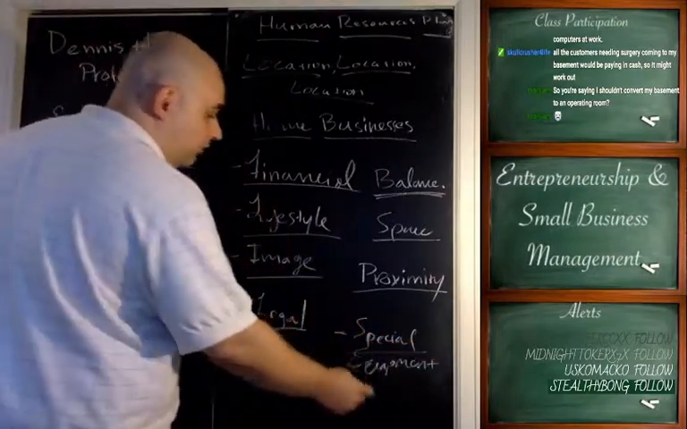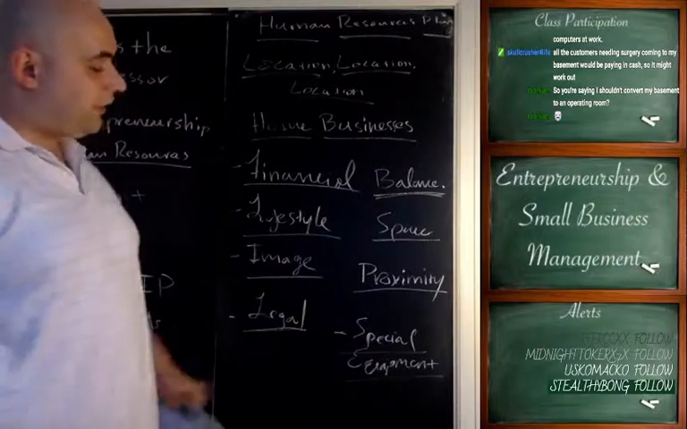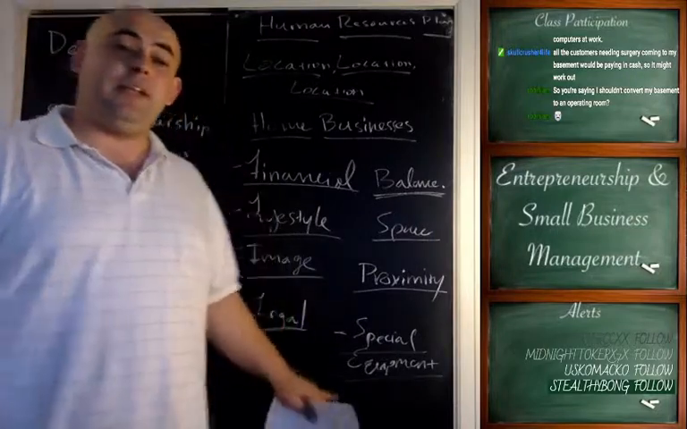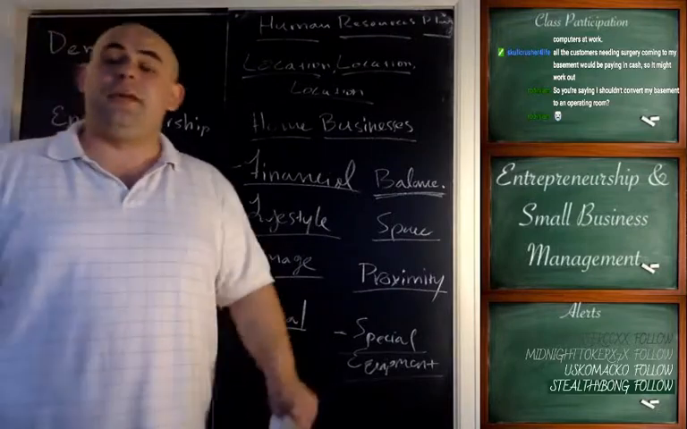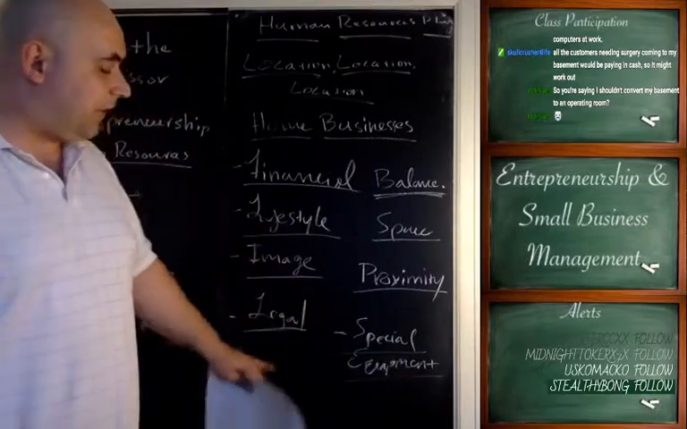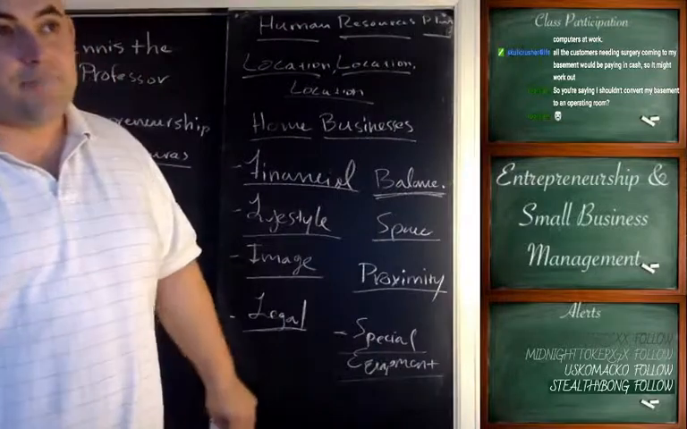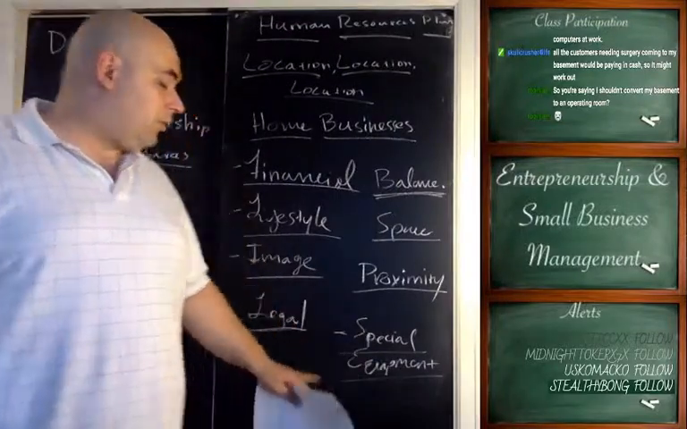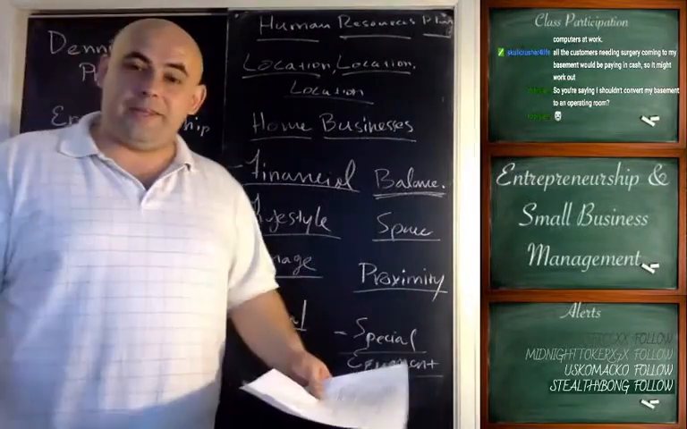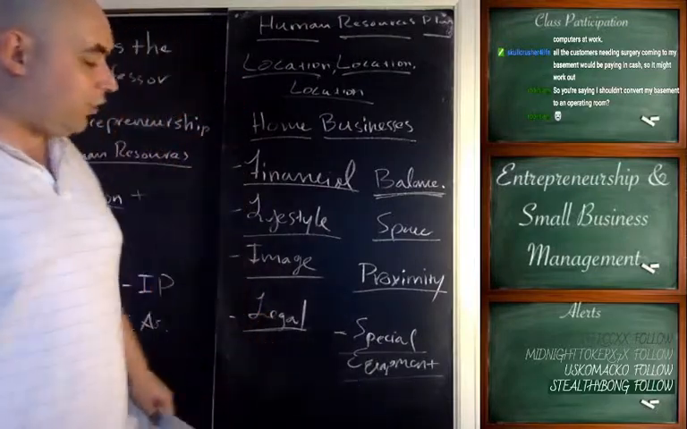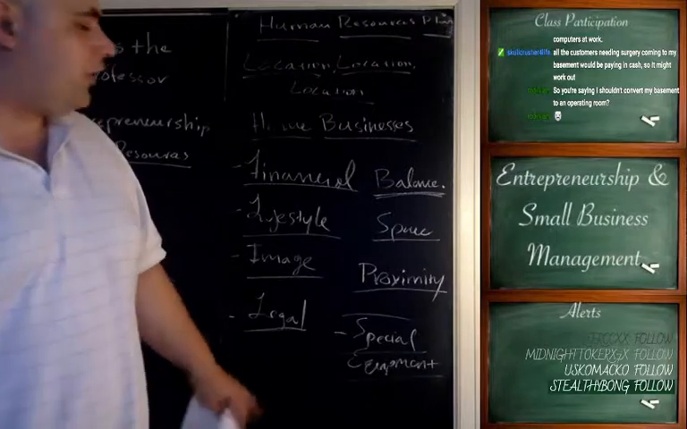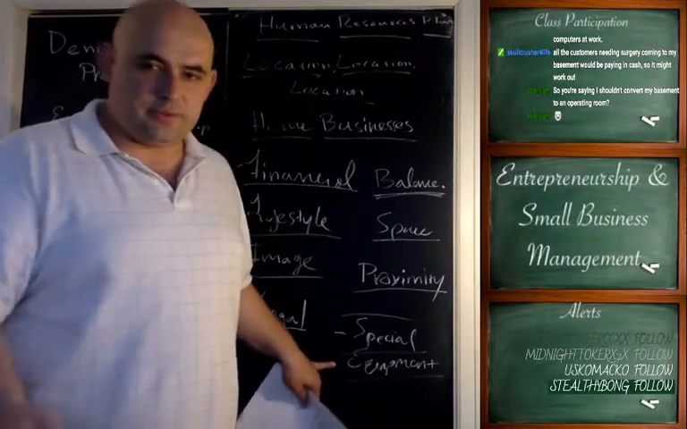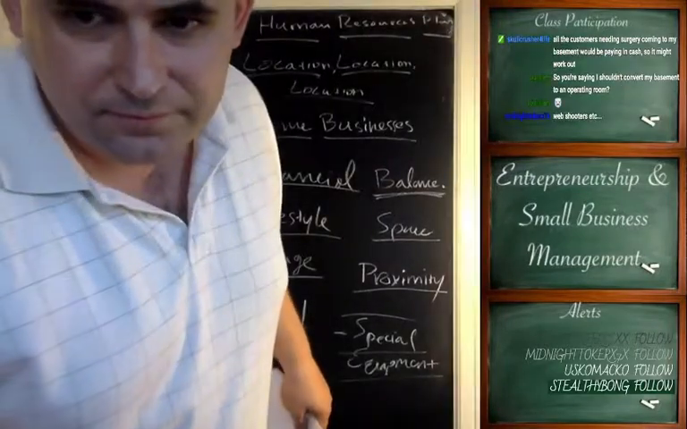A possible problem with setting up a home business is you might need special equipment, right? You might need access to things that you simply can't have on a home basis, right? Things that take up too much physical space, or things like compressed oxygen or open flames and things such as that, that are going to require special equipment that you simply can't have in your home. Or if you did, it would be extremely dangerous, right? That's an important thing to consider.